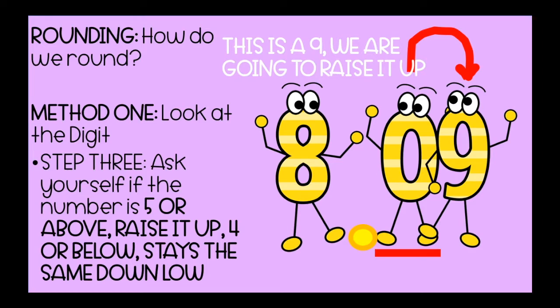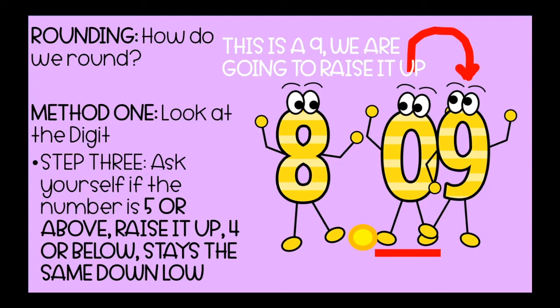So let's take a look at our example, 8.09 or 8 and 9/100ths. We underlined the 0 because that's the place we're rounding. We're looking at the 9 because that's the next place to the right. We're asking ourselves, is 9 5 or bigger or 4 and lower? 9 is obviously greater than 5, so our 0, that underlined digit, is going to be pushed up 1.